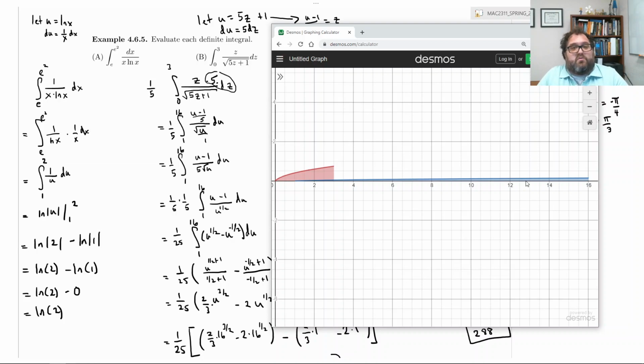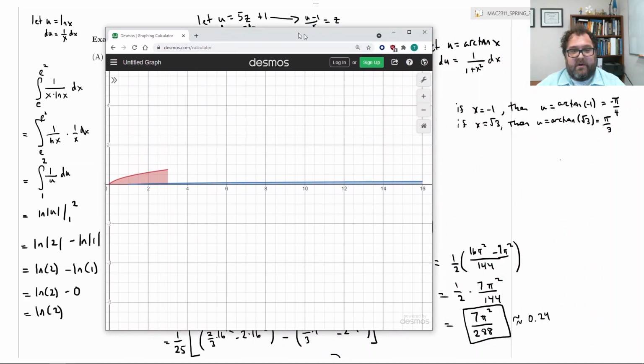But it turns out those regions have the exact same area in this case, because the functions are non-negative. Okay, they have the exact same definite integral. Super cool, super cool. All right, last one. Let's see what happens with the last one.